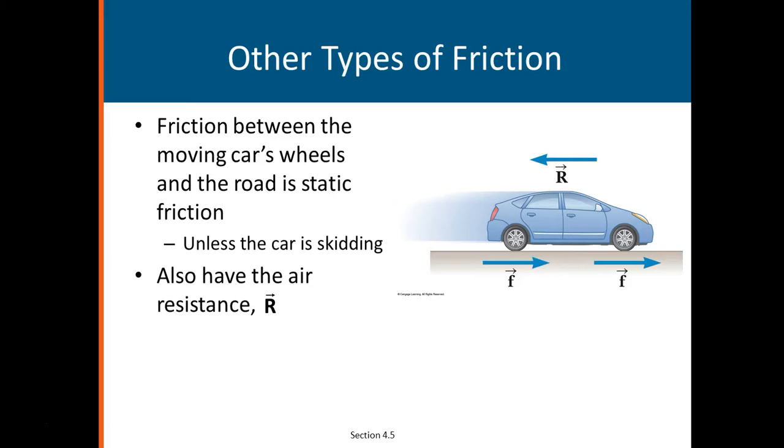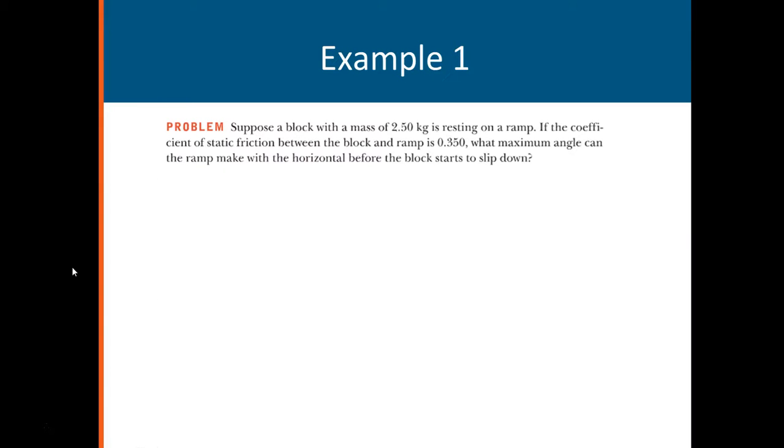Some other types of friction: friction between the moving car's wheels and the road is static friction. So basically the car turns like this and it pushes back on the road. If the static friction isn't big enough, then the car will slip. The wheel will kind of skid out. And that's what happens when you're on the ice, your tires can't grip, and there's not enough static friction for your tires to push back on. And so that's why you skid out. And then air resistance is another type of friction, but we don't really deal with air resistance very often.